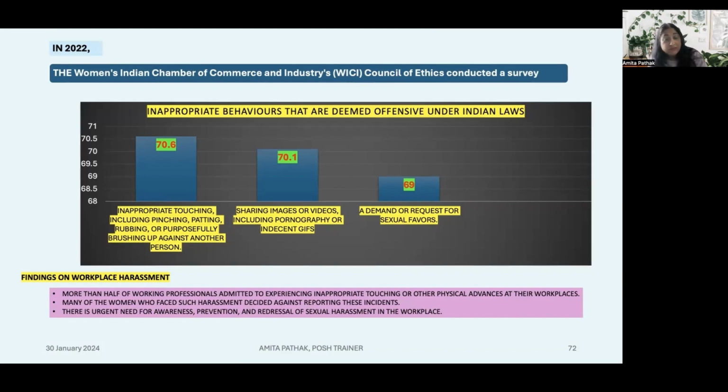Dear friends, if in a workforce 70.6% of people are affected by sexual harassment, isn't that an issue? Yes, it is. Where 70% of women are saying that someone is sharing emojis, videos, images, pornography to them. Isn't it a matter of taking steps ahead? 69% said there was a demand or request for sexual favors. Should this happen in an organization? Dear friends, there is a need to act, and POSH Act implementation at the workplace is the solution to these problems.